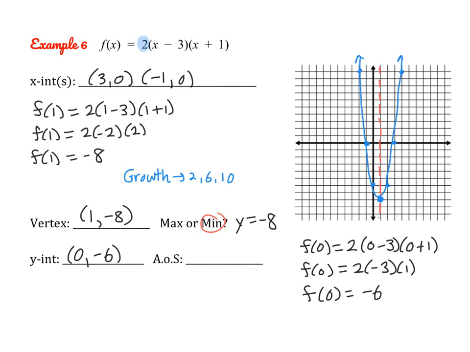And last, we need to find a way to describe this vertical line, the axis of symmetry. So it's always x equals, and then we take the x value of your vertex. All right, so that's been our review of graphing quadratic functions.